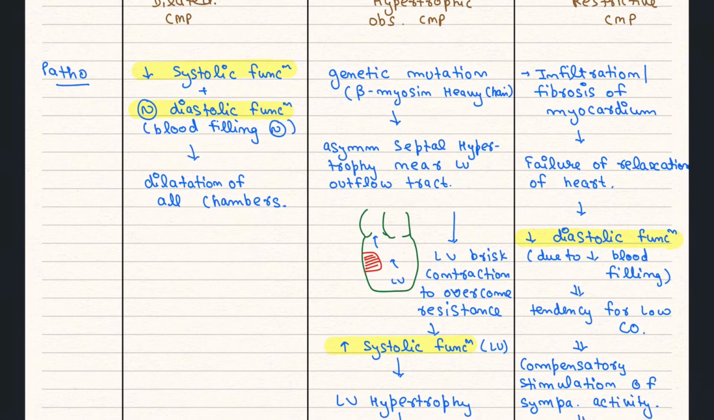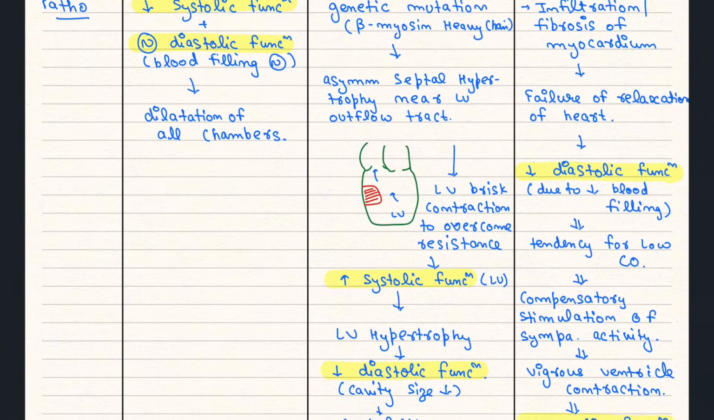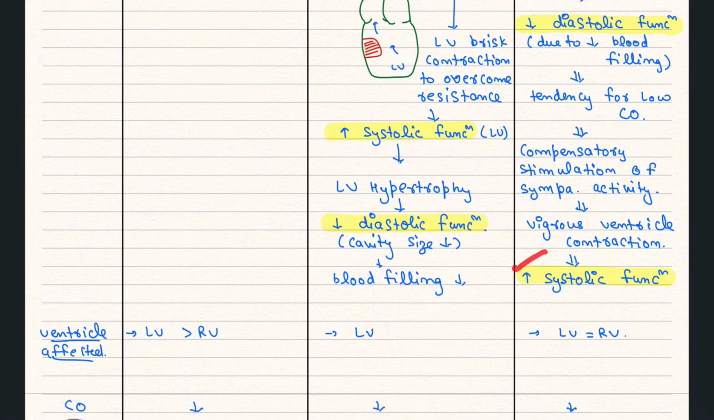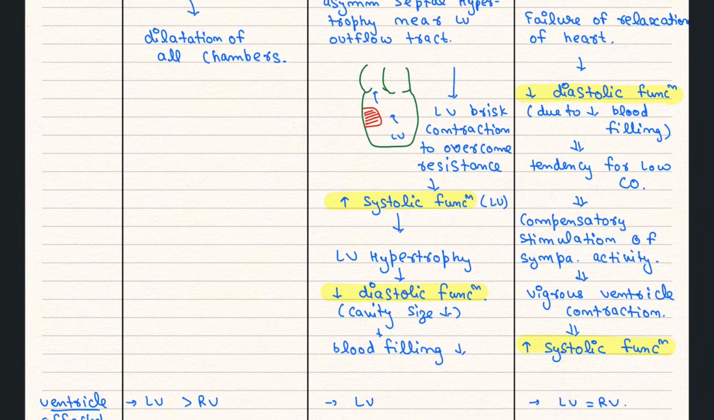While in restrictive cardiomyopathy there is infiltration or fibrosis of myocardium, due to which there will be failure of relaxation of the heart, which decreases the diastolic function, due to which compensatory stimulation will occur and which will increase the systolic function. Okay, so in dilated cardiomyopathy there will be normal diastolic function and decrease in systolic function, while in hypertrophic there is increase in systolic function which causes decrease in diastolic function, while in restrictive cardiomyopathy there is decrease in diastolic function which compensatorily stimulates and causes increase in systolic function.